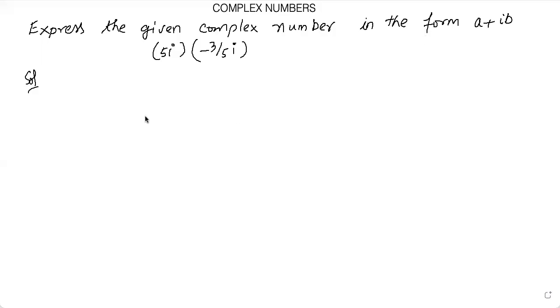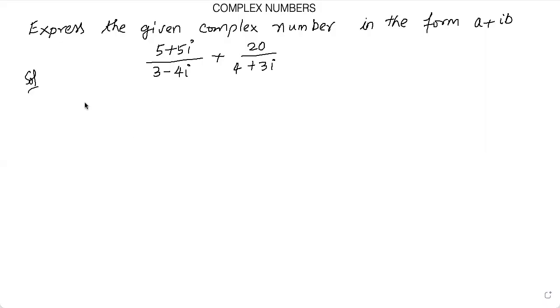Let us find the solution for this. When we multiply this, we get minus 5 into 3 by 5, into i into i, which will give us minus 3i square, which is equal to 3.